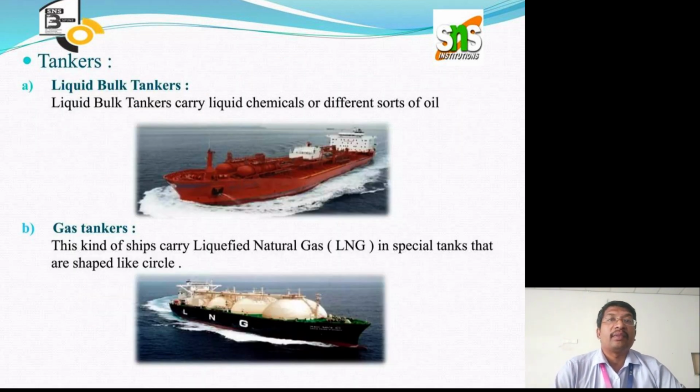Then tankers. We have two different types of tankers: liquid bulk tankers and gas tankers. Liquid bulk tankers are used for carrying liquid chemicals and different sorts of oil, such as LPG, liquid petroleum gas. Then gas tankers: this kind of ship carries liquefied natural gas, that is LNG. It has special tanks shaped like a circle, and in those we load the LNG, liquid natural gas.